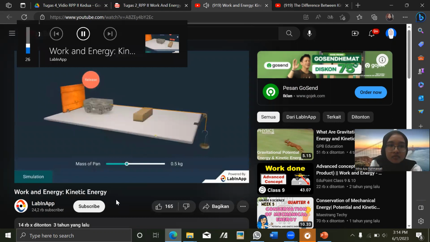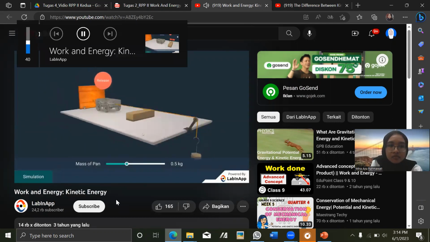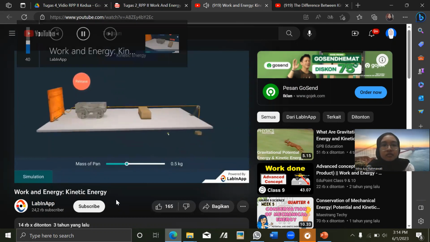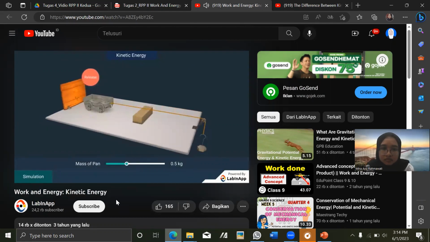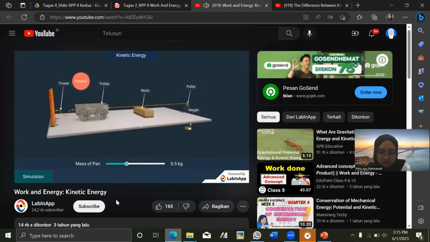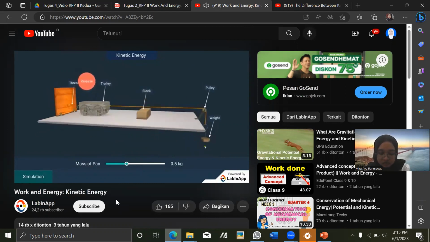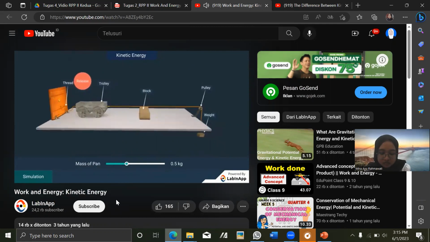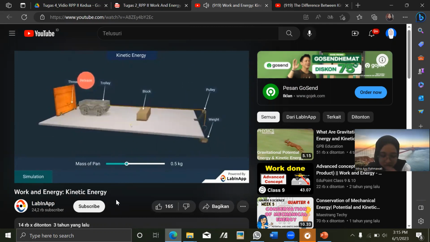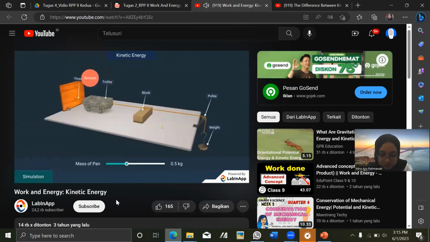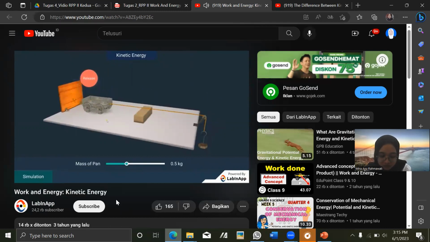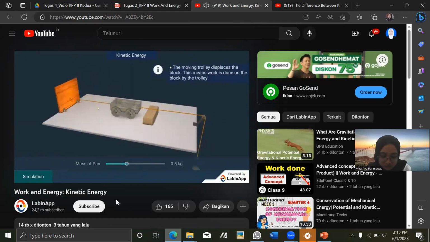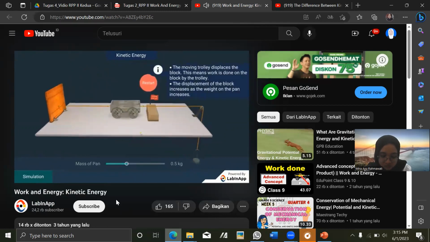Objects in motion possess energy called kinetic energy. Let us now see how a moving object can use its kinetic energy to do work. Here, we have a trolley attached to a suspended pan of weights on one side and a rigid support on the other with a thread. A wood block is placed at a fixed distance from the trolley on the side with the pan weights. Release the trolley from the rigid support. The trolley moves forward and hits the wooden block, hence displacing the block.